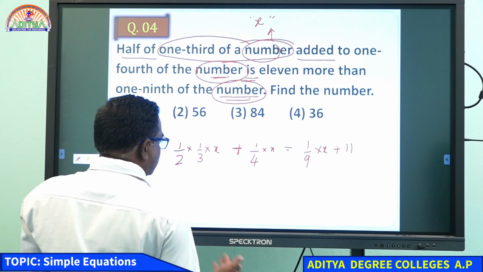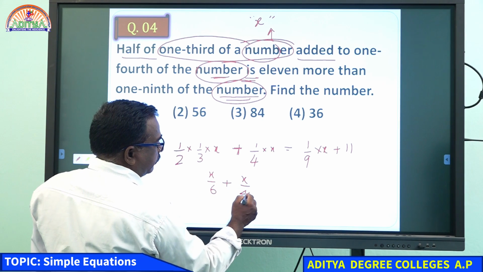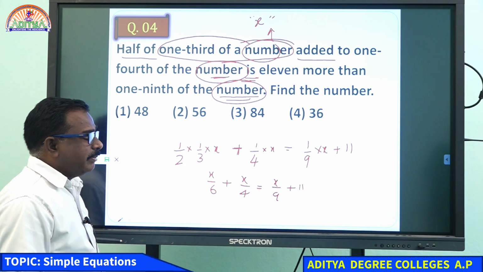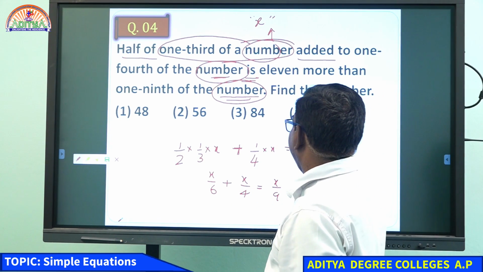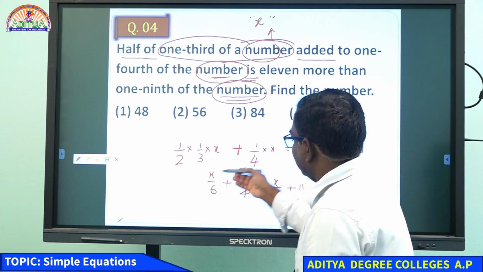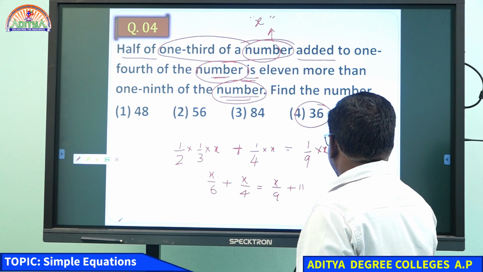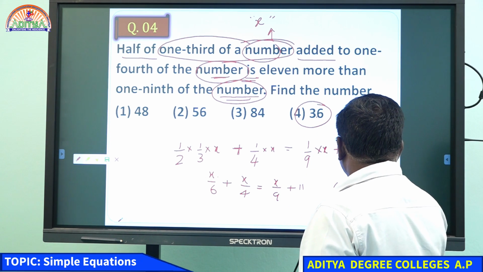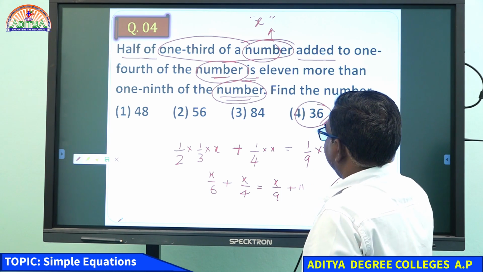Now by solving this we will get x by 6 plus x by 4 equal to x by 9 plus 11. By trial and error method we can check the x value. Suppose we take x equal to 36, then 36 by 6 is 6, 36 by 4 is 9, 6 plus 9 is 15. Now on the other side, 36 by 9 is 4, so 4 plus 11 is 15. So the x value is 36.